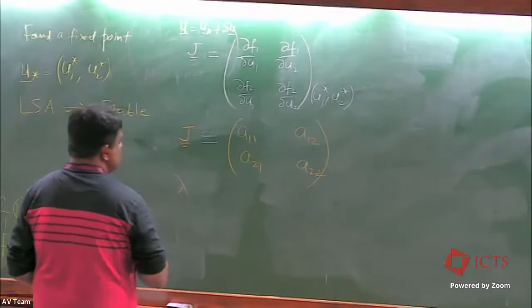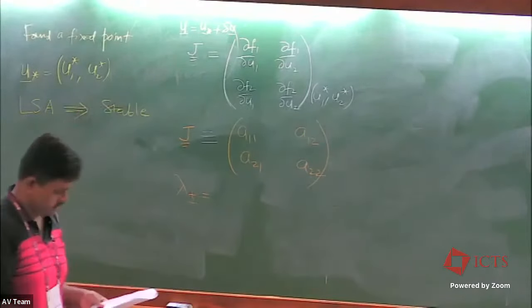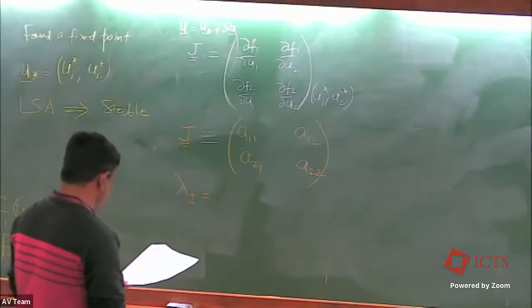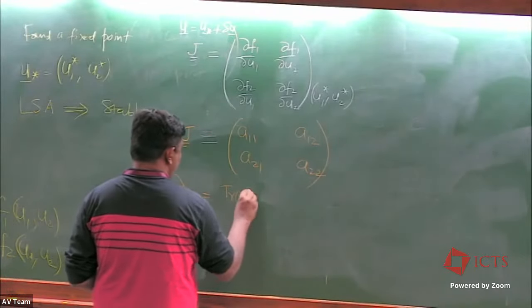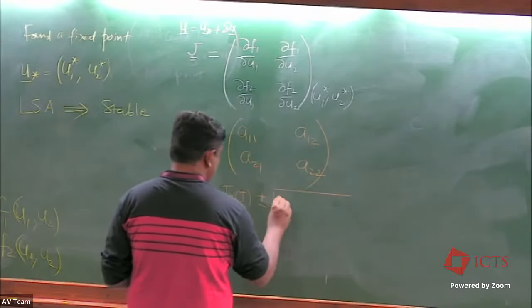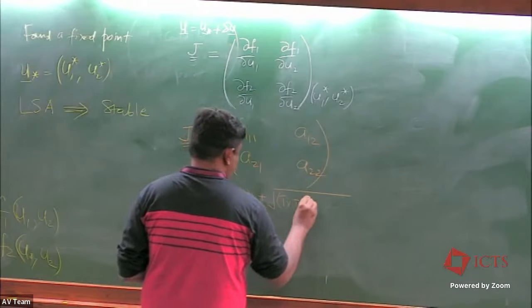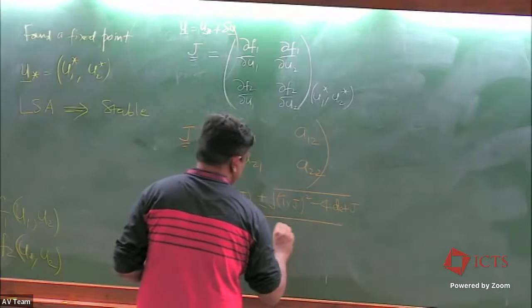All of you should know this. The two eigenvalues of this matrix can be written in terms of the trace and the determinant. So there will be the trace of J plus or minus the square root of trace squared minus 4 times the determinant, divided by 2.